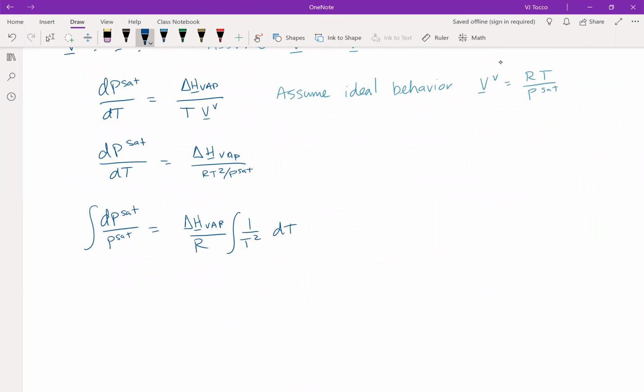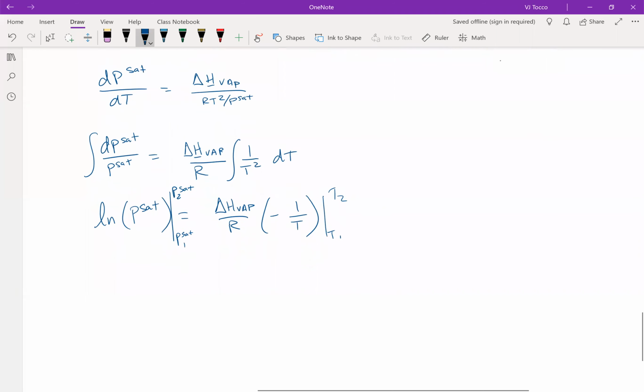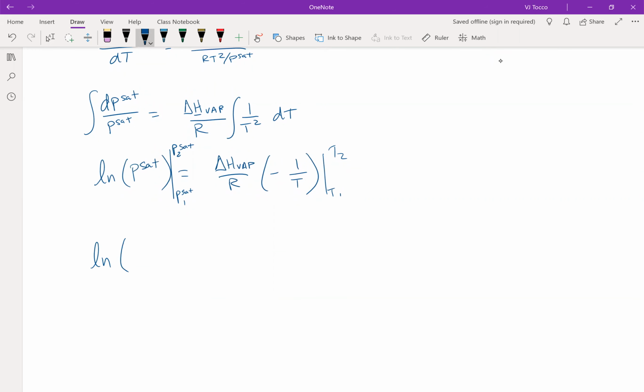So integral of 1 over P saturation dP saturation is ln of P saturation, which is equal to delta H vaporization over R and then minus 1 over T. So writing that a little bit neater gives me, and when we apply our limits of integration, so P sat 1 to P sat 2, and T1 to T2, we will end up with something that again should look very familiar from your time in MEB, which is the Clausius-Clapeyron equation.